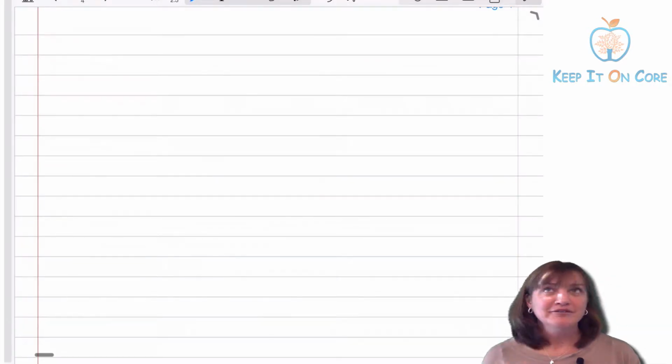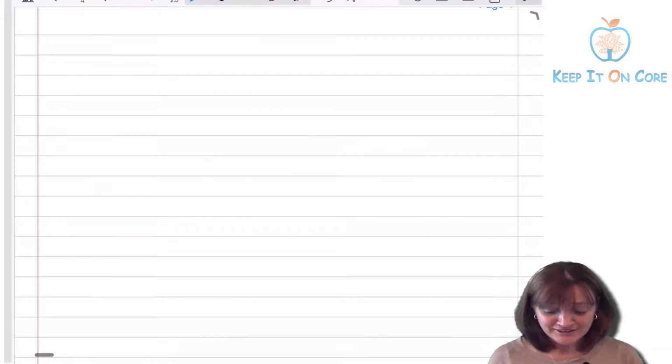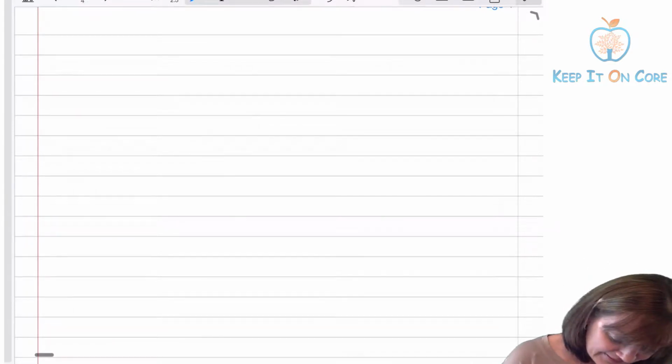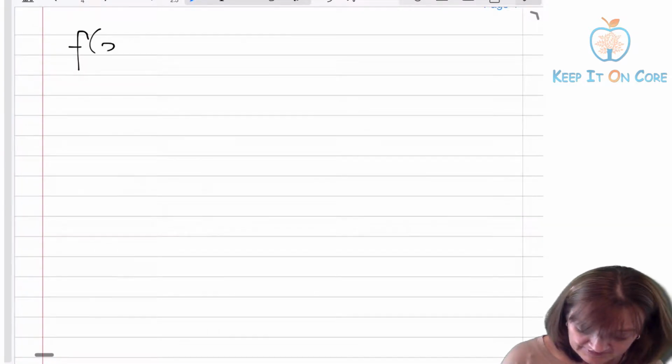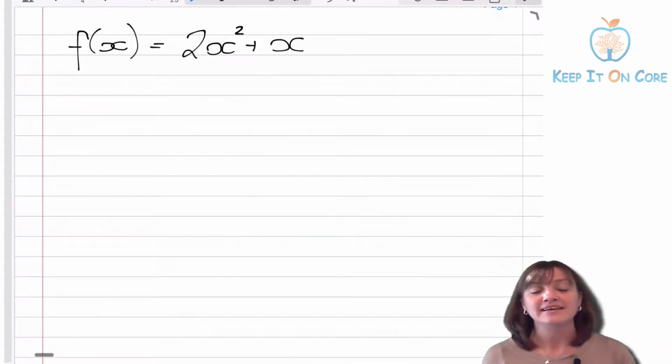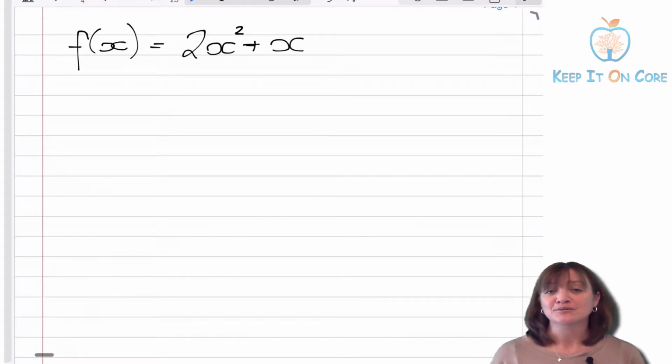Okay, welcome back. One of the first questions that you're typically going to get in a calculus test or calculus paper is they're going to give you an f of x function. So let's give ourselves an example. Let's say f of x equals 2x squared plus x. We recognize that that's a quadratic equation because it's x squared. And they say to you, find the derivative of that f of x function, and they say by first principles.